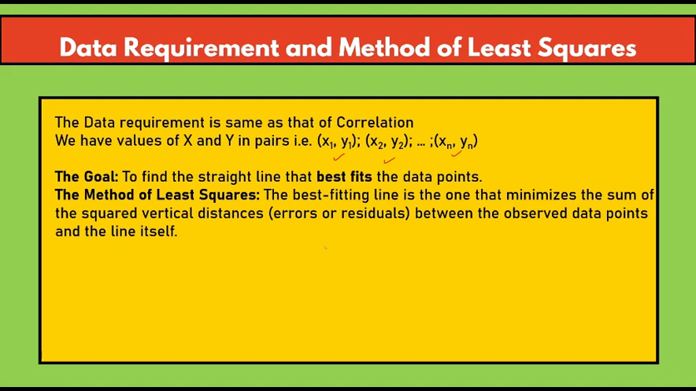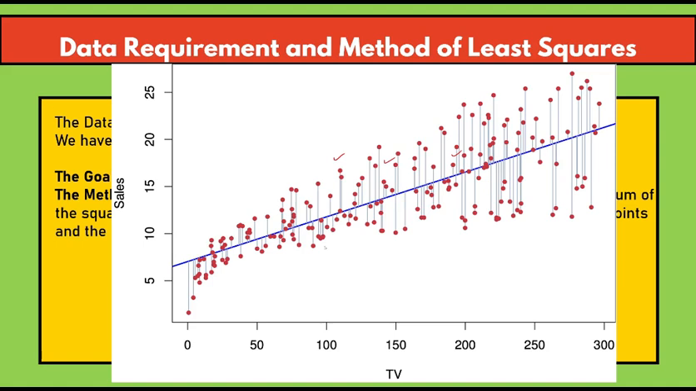The method of least squares gives the best fitted line that minimizes the sum of squares of vertical distances between the observed data points and the line itself. Let us have a diagram to understand this. What is the meaning of this sentence? Now let us look at this. Suppose this blue one that you see, the straight line, is the fitted line, and these red dots are the points.